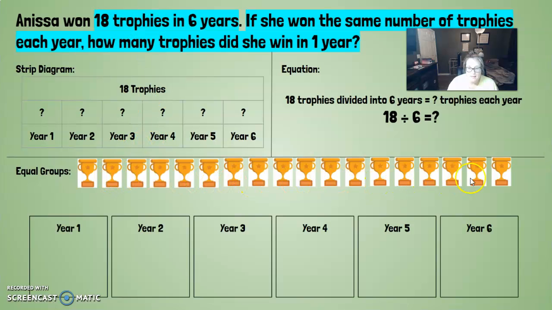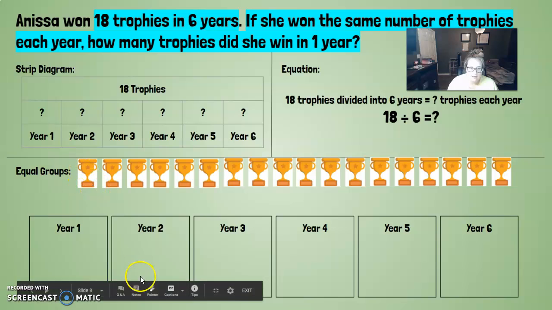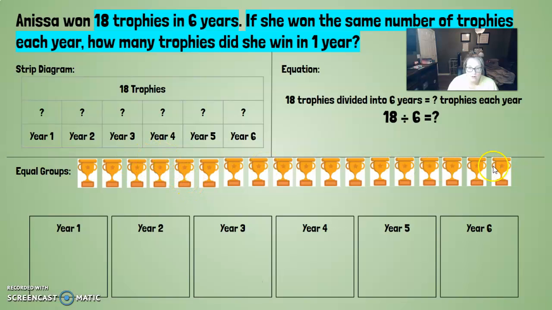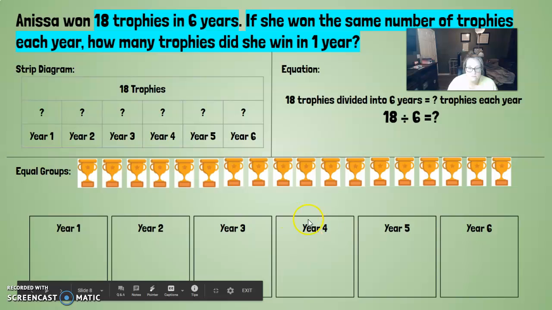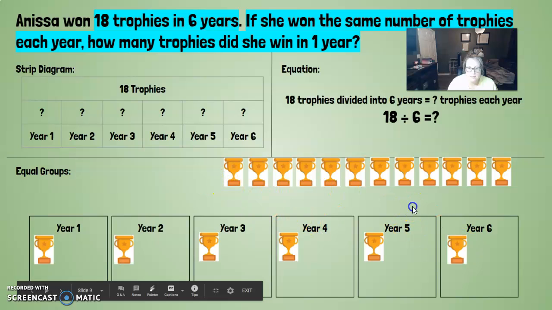So here are my 18 trophies, and here are my 6 years. I am going to drag a trophy into every single year, one at a time, until I get rid of all of these trophies into equal groups. So I'm going to say this trophy's going here, this trophy's here, this trophy's here, this trophy's here, this trophy's here, and this trophy is here.